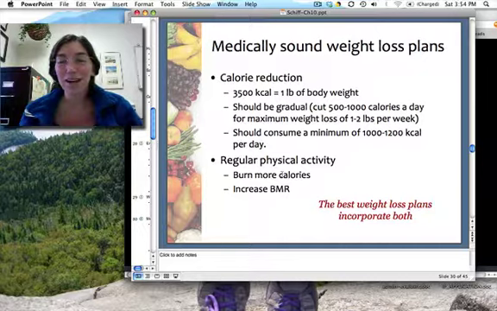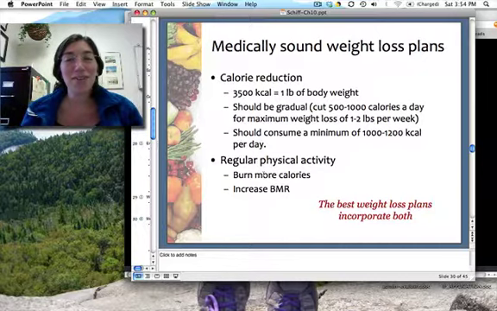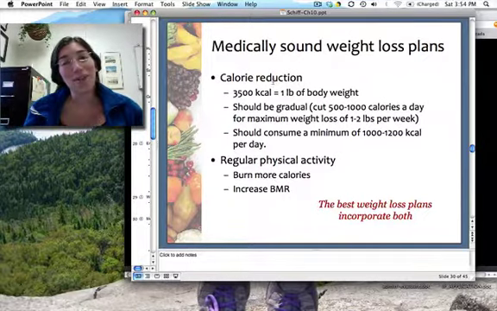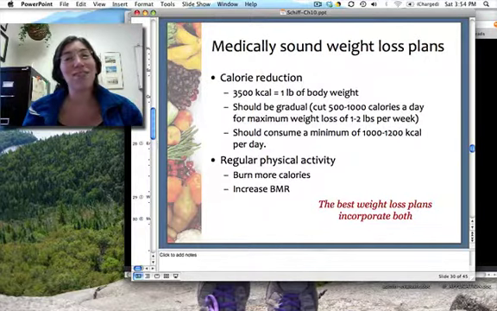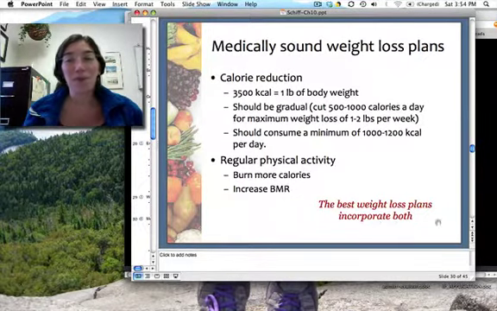So increasing your physical activity, the bonus of that is it allows you to eat more calories. It allows you to enjoy food more than a restrictive kind of diet. So that's why the best weight loss plans really incorporate both.